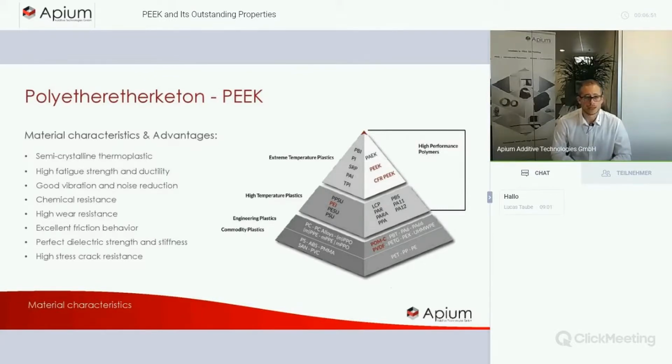It also has a high wear resistance, so we can find PEEK already used in bearings, for example, or when we think of medical applications, we can already see PEEK used in knee implants, for example. Therefore, we have excellent friction behavior. This goes one by one, so we have a high resistivity when it comes to friction when we have the right counterbody. This is important to mention. We have high dielectric strength and stiffness, and as well a high stress crack resistance.